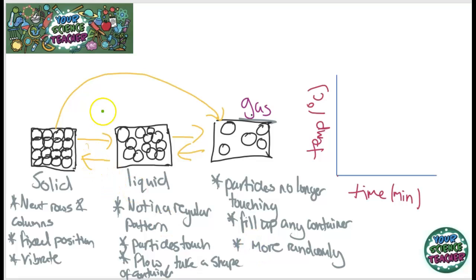We need to also know the names of these state changes. A solid going to a liquid is called melting. Just think about if you put chocolate in the microwave, it's going to melt. Then from a liquid to a gas, that is called evaporation. When a whole body of liquid is evaporating, we call that boiling. Don't get the two confused. A gas going to a liquid is called condensing or condensation. And going from a liquid to a solid is called freezing.